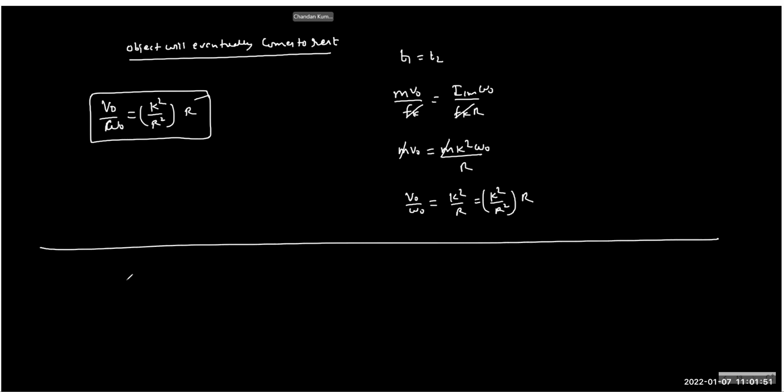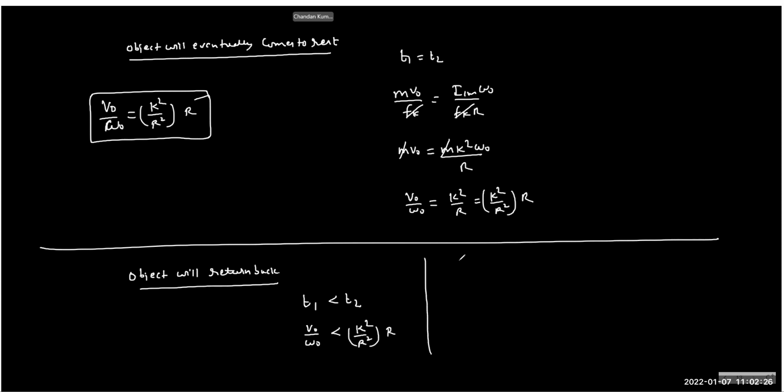Now, the object will eventually move backward, the object will return back. For the return-back condition, the omega should take more time to stop than the velocity. So I can say T1 must be less than T2, correct? Which means V naught by omega naught should be less than this ratio. And the object never returns and keeps on moving forward, for that, T1 should be more than T2.